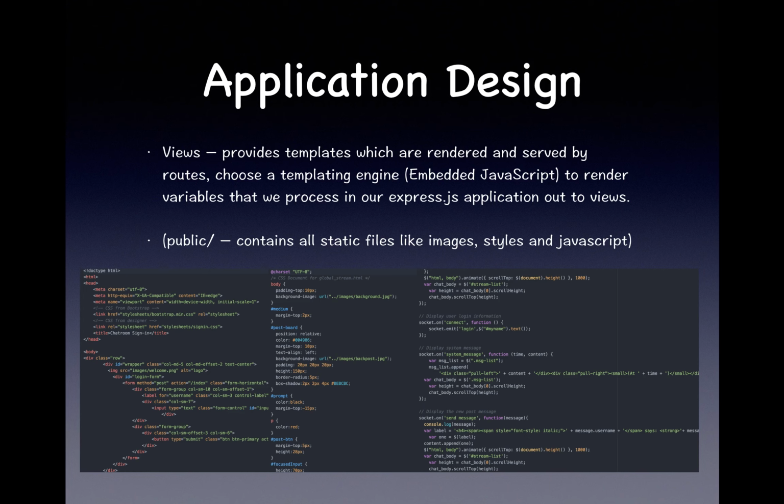Then, as for views, it provides templates which are rendered and served by rules. I choose a template engine, EJS, to render variables, and I put all static files like images, CSS, and JavaScript in the public folder. Here is part of the code of HTML, CSS, and JS.